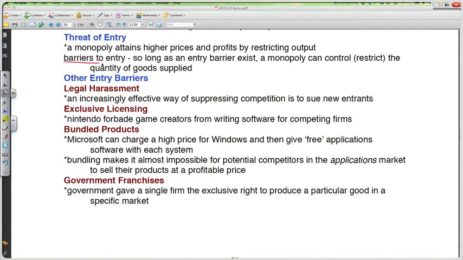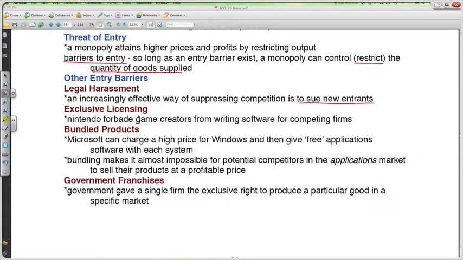So remember that these barriers to entry restrict the quantity of goods being supplied because it does not allow more people to come in and start supplying it. Some of the entry barriers could be legal harassment. So if they just sue new entrants, if it's a really large business, they could possibly have a lot of money set aside. So if they start suing a new small business coming up, they could make that business go bankrupt just from all the legal fees.